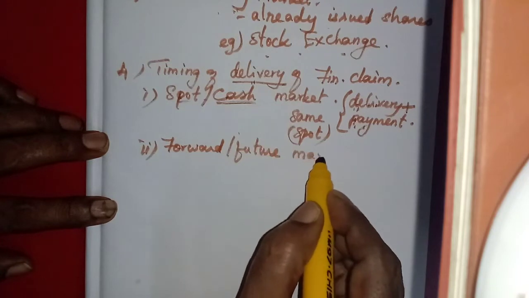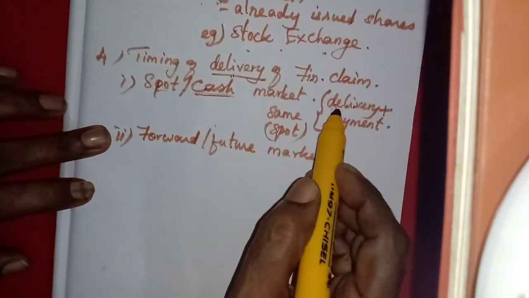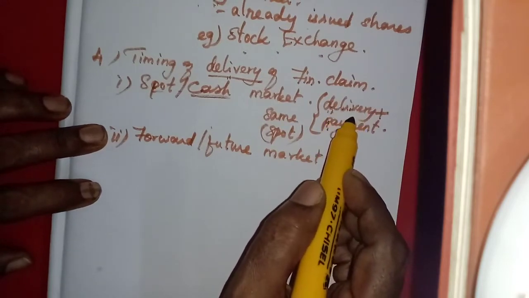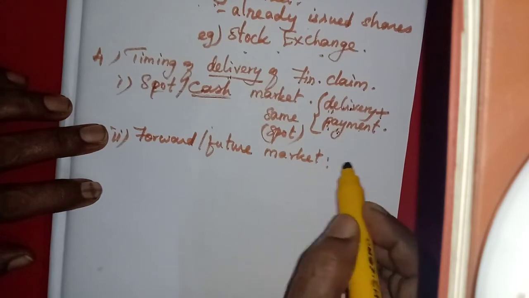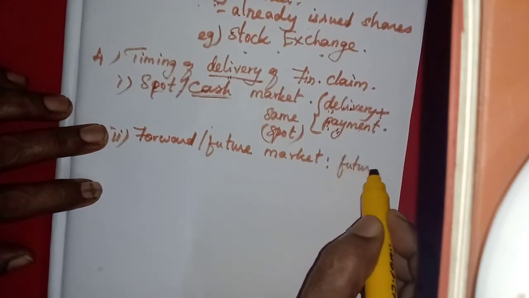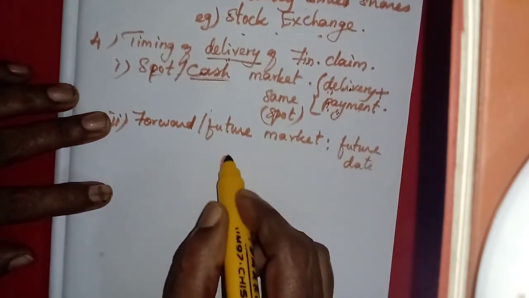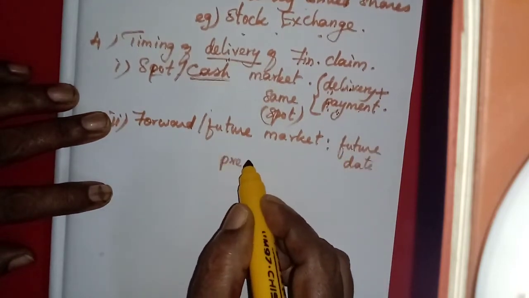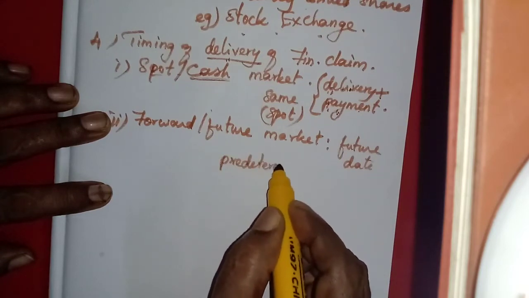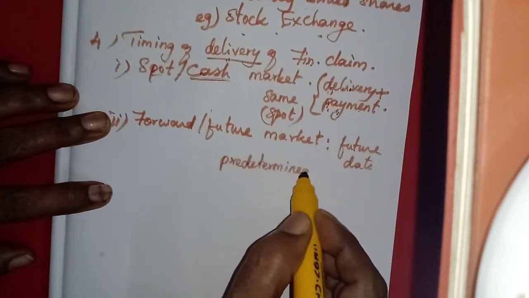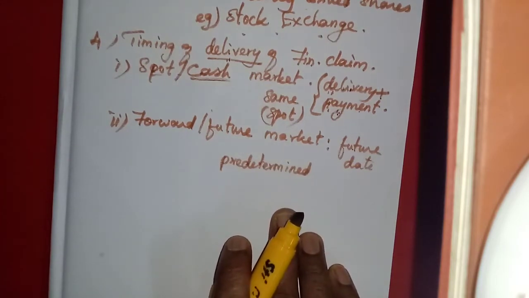Here you can say the opposite of this one. Here the delivery of the instrument may take place one time, but the payment will be made on a future date, maybe a predetermined time. Everything will be defined. Okay, a predefined or predetermined time will be given, within 2 months, within 1 year, or after 2 weeks, it will be paid.